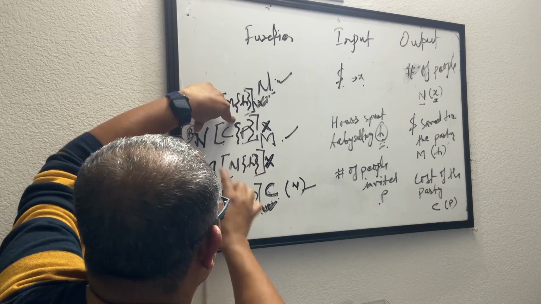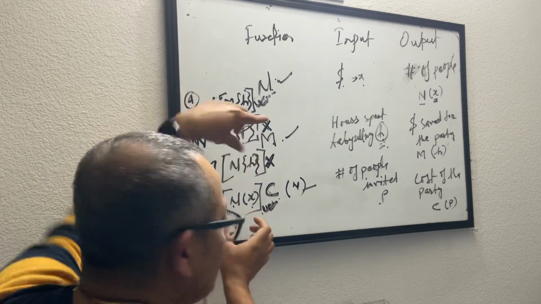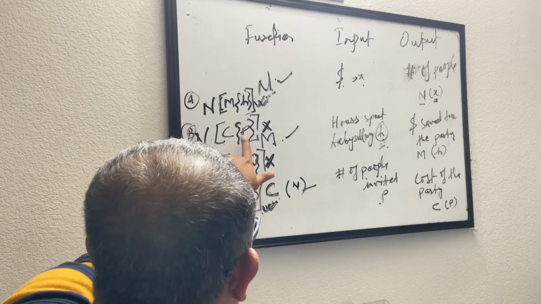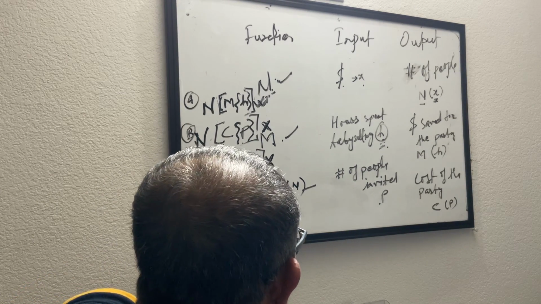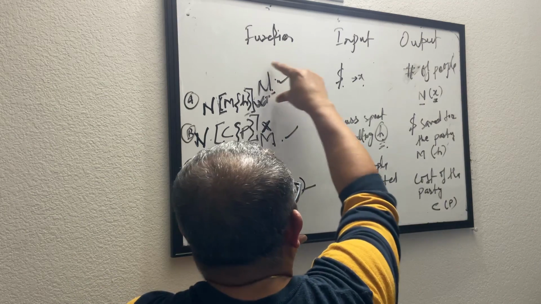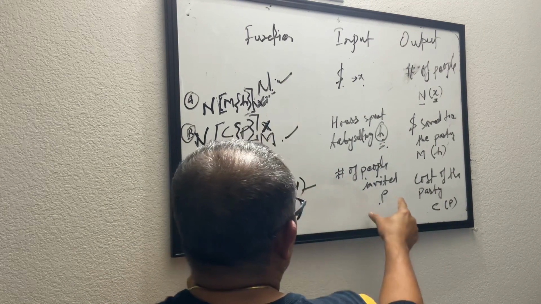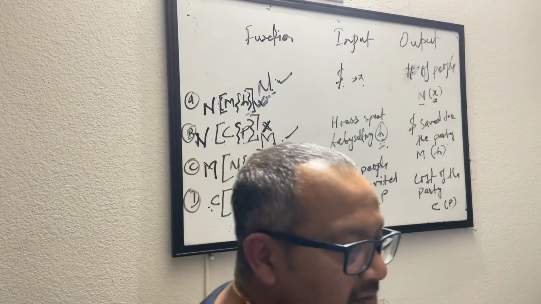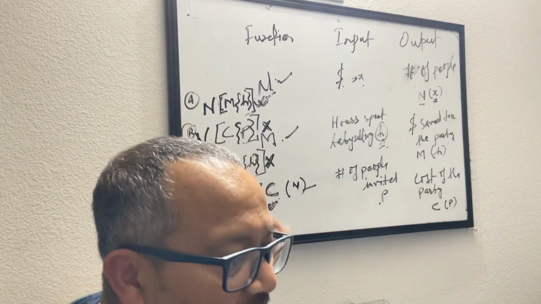Between these two, N of C of P and C of N of X, these two are opposite functions. So we have to look at which one is more realistic. Cost depends on how many people I'm inviting. It is again a straight calculation from a practical implementation point of view. So if this is correct, then this cannot be correct.